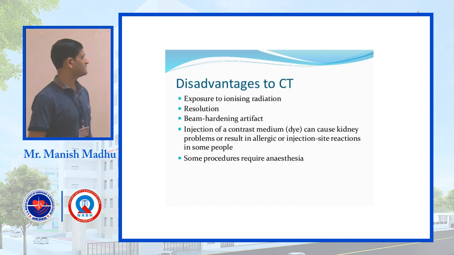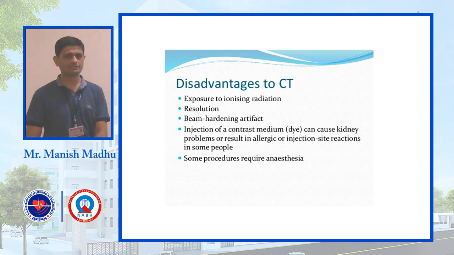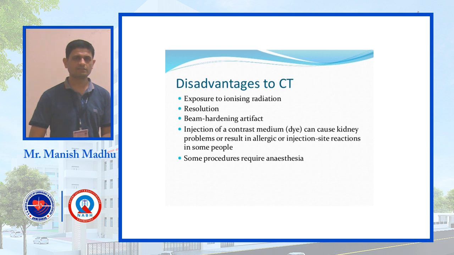Now disadvantages of CT scan. Exposure to ionizing radiation. Here the patient will be exposed to ionizing radiation, which is harmful to the body. Resolution, we get less resolution than MRI. Beam hardening artifact. It means if the patient has some metallic implants in the body, the scan will create a lot of artifacts, so it is less likely to see the proper area where the implant or any foreign body is.